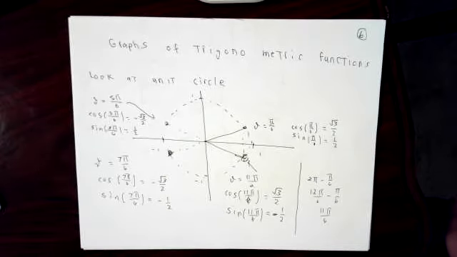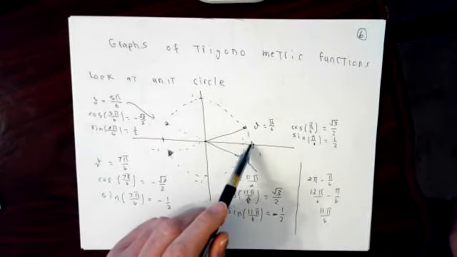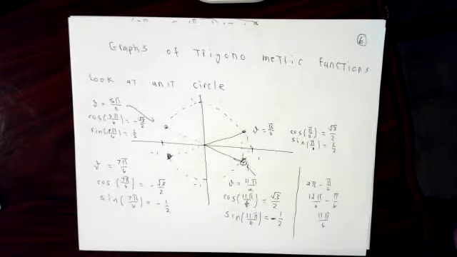If you went another pi over 6, you would land yourself at this spot, and we already know that at that spot cosine is 1 and sine is 0 because the x-coordinate's 1 and the y-coordinate's 0.